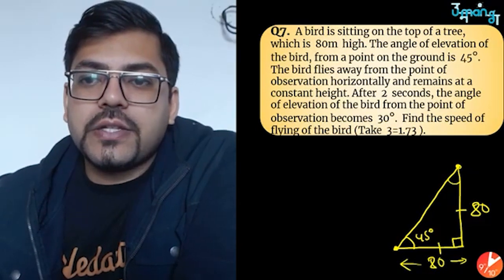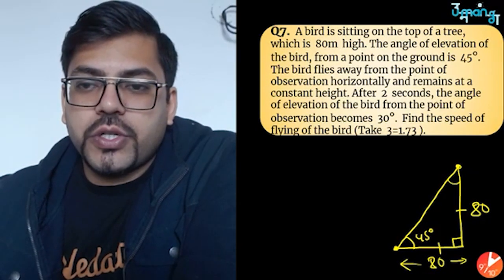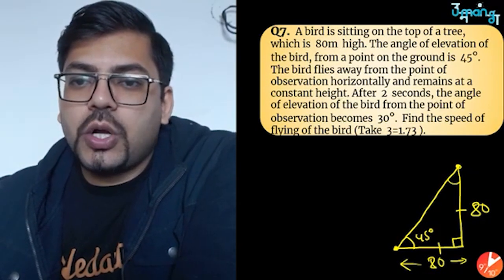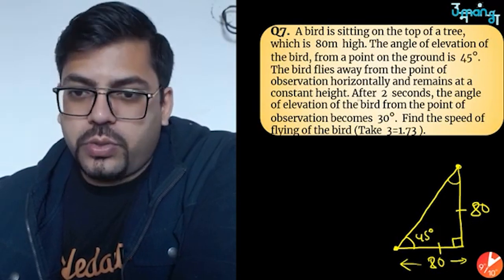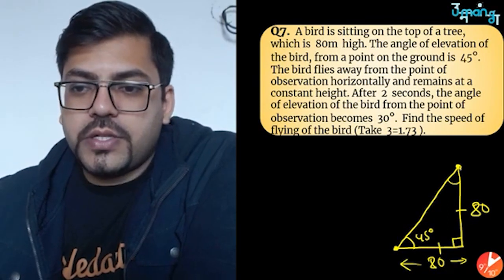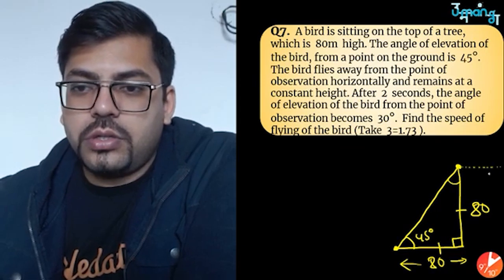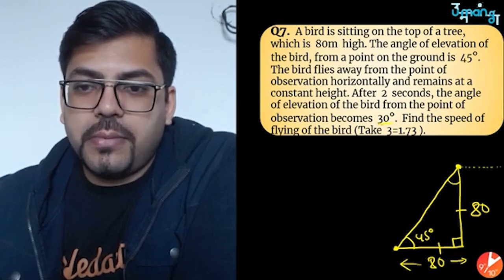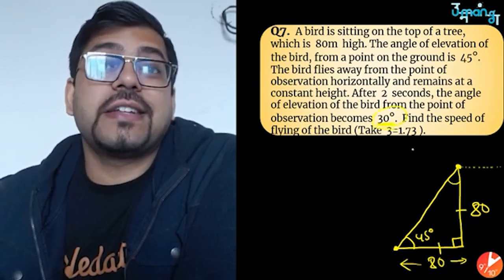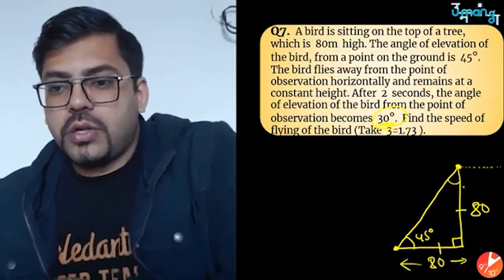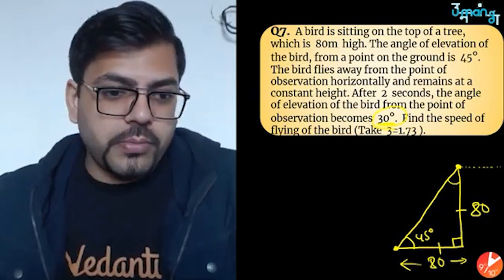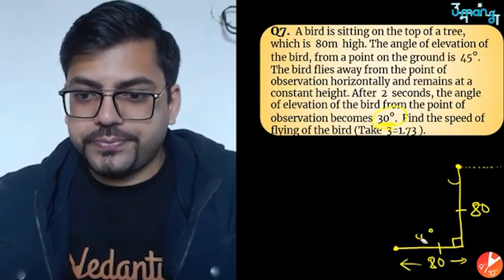Next, the bird flies from the point of observation horizontally and remains at a constant height. Okay, so this means that the bird is flying from here to here. How did I find it? Because I am able to see that the angle of elevation is reducing. So I'll have to make one more diagram. Sorry, I made a wrong diagram. Wait a second.